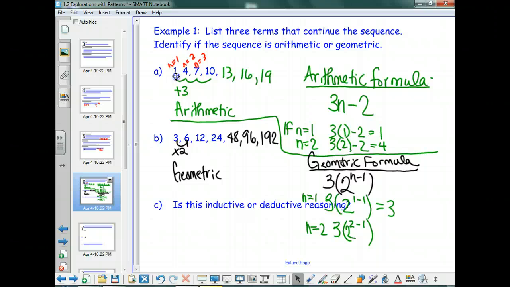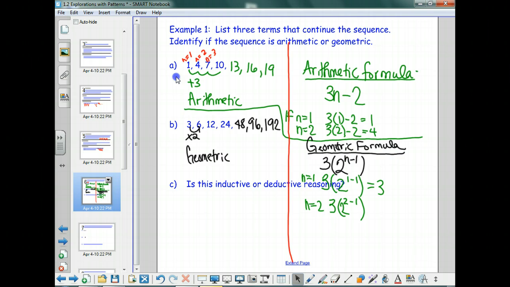Inductive reasoning takes a pattern and supposes more stuff about the pattern. Deductive reasoning, in essence, takes something that's known to be true, like a formula, and uses it to find something else. So let me clarify. I'm talking about the left-hand side right now. What we did on the left-hand side, was that inductive or deductive reasoning? That was inductive. That was taking a pattern and supposing if the pattern continued, what would happen next. So this over here is inductive reasoning.